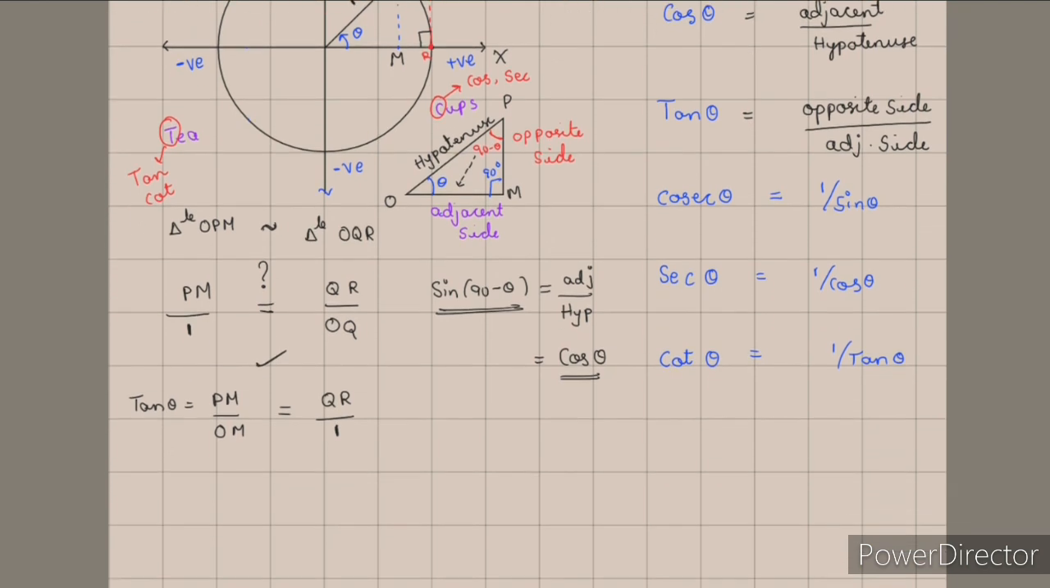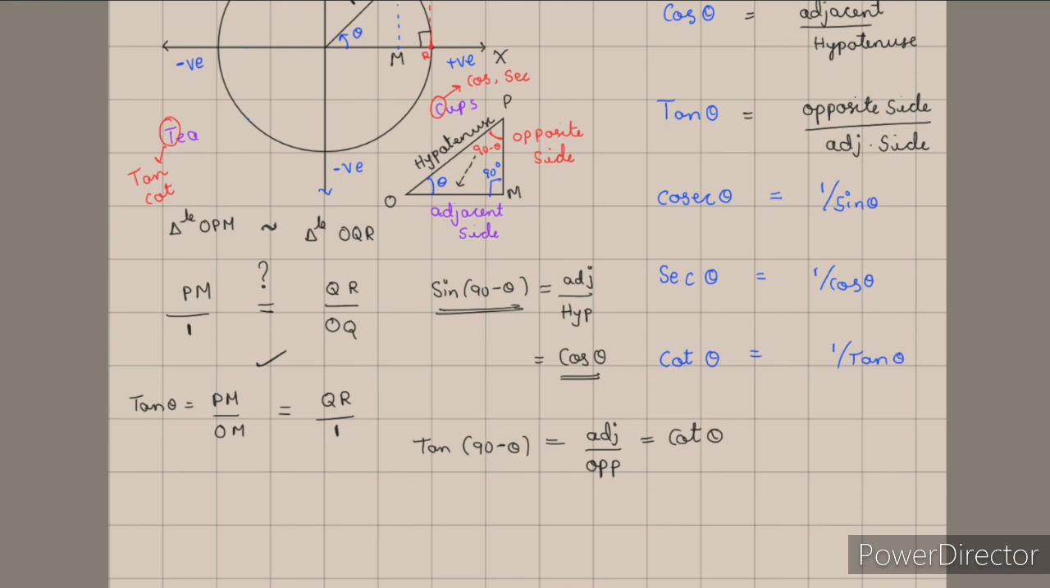Similarly, if you observe tan 90 minus theta, which is opposite side by adjacent side. What is the opposite side of 90 minus theta? Which is the adjacent side of theta. Similarly, what is the adjacent side of 90 minus theta? Which is the opposite side of this theta, which gives adjacent side by opposite side. What is adjacent side by opposite side? Which is cot theta, because cot theta is nothing but 1 over tan theta. 1 over tan theta is adjacent side by opposite side. So tan 90 minus theta is cot theta.